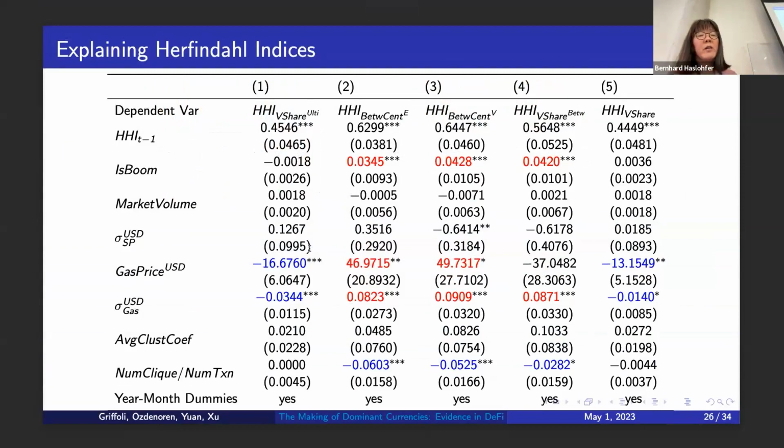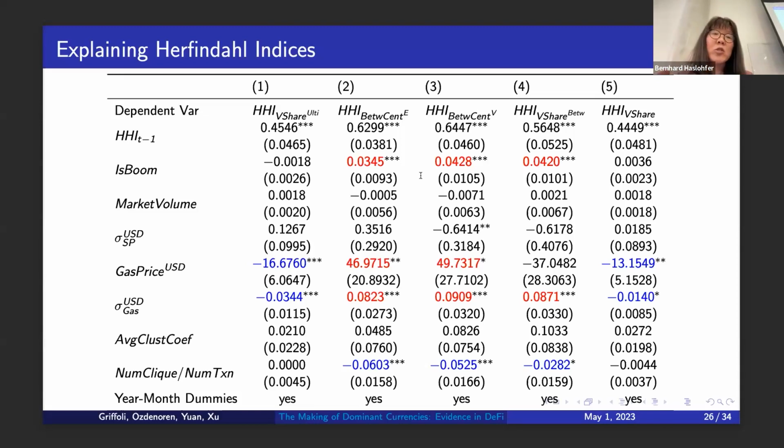We try to explain the indices in a time series regression, and see why we observe in certain periods higher concentration, and some periods less concentration. Because there are a lot of numbers here, just focus on these colored numbers. During the boom period, you see higher concentration for betweenness centrality. And basically this means during the boom, there's concentration of a few coins as the preferred vehicle currency.